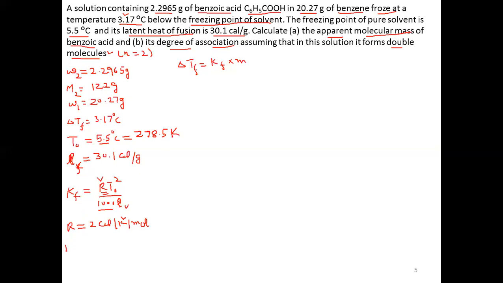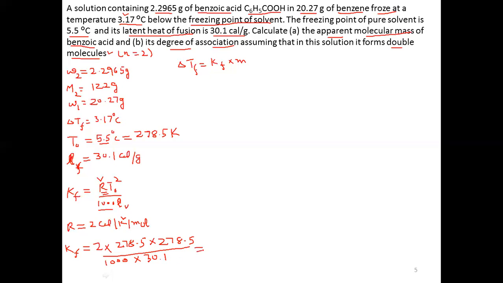So we have converted the degree Celsius into Kelvin to calculate Kf. So Kf will come out to be, let us see, R is 2, T naught square means 278.5 the square, 278.5 into 278.5, divided by 1000 into Lf. Value of Lf is 30.1. So this is the formula.